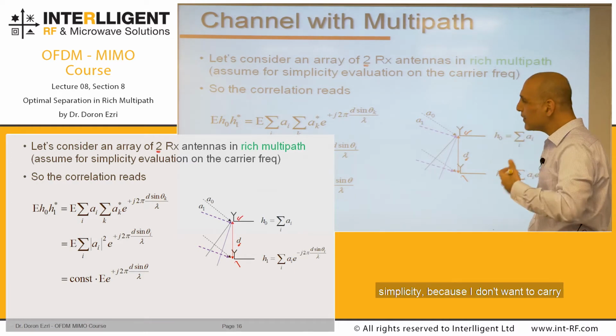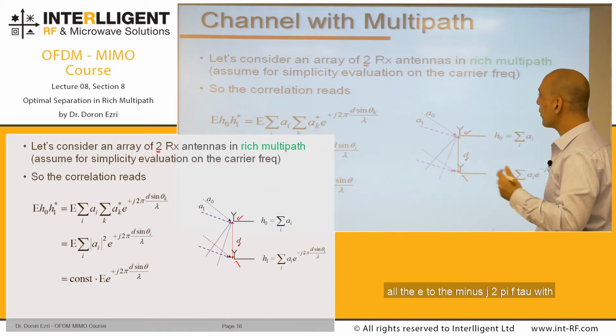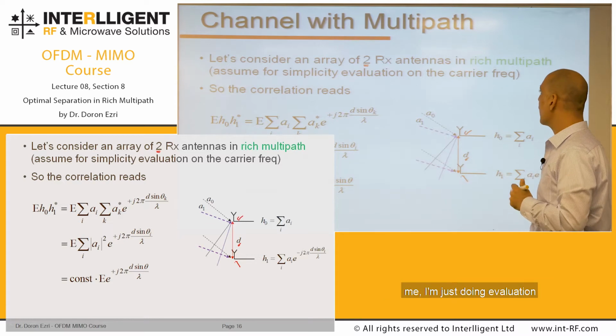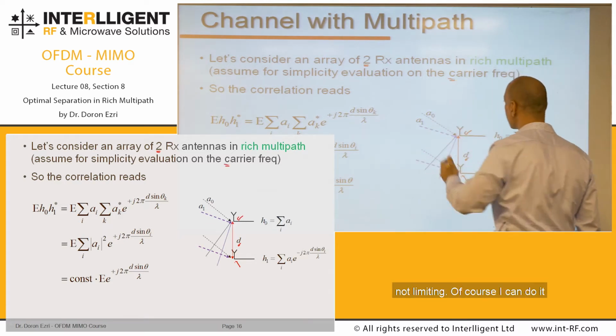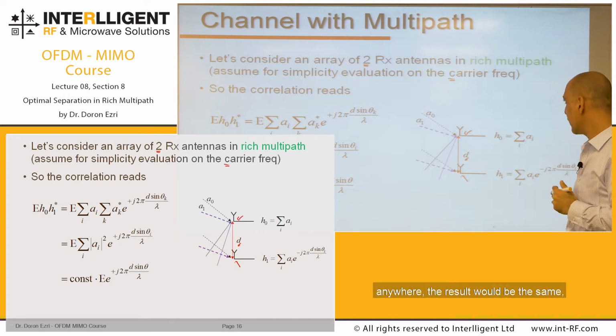And for simplicity, because I don't want to carry all the e to the minus j 2 pi f tau with me, I'm just doing the evaluation over the carrier frequency, but this is not limiting. Of course, I can do it anywhere, and the result would be the same, just for simplicity.